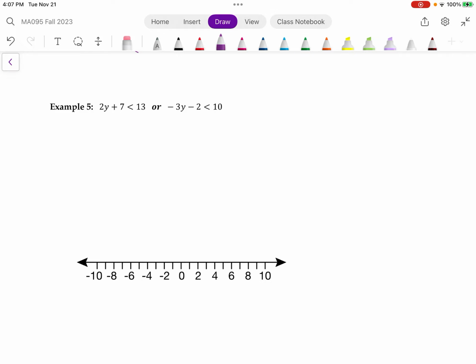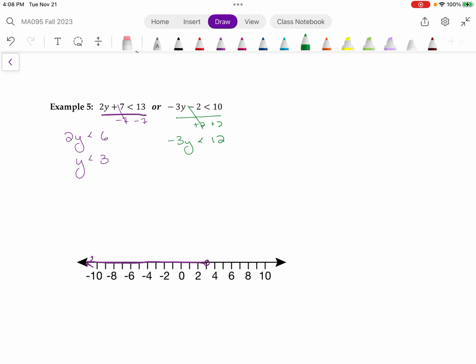All right, so the first one, we're going to subtract 7. And I get 2y is less than 13 minus 7 is 6. Divide by 2, and I get y is less than 3. All right, less than 3, so I'm going to put an open circle at 3. I'm going to do the other one. So this one will be in green. I'll add 2 to both sides. And I get -3y is less than 12.